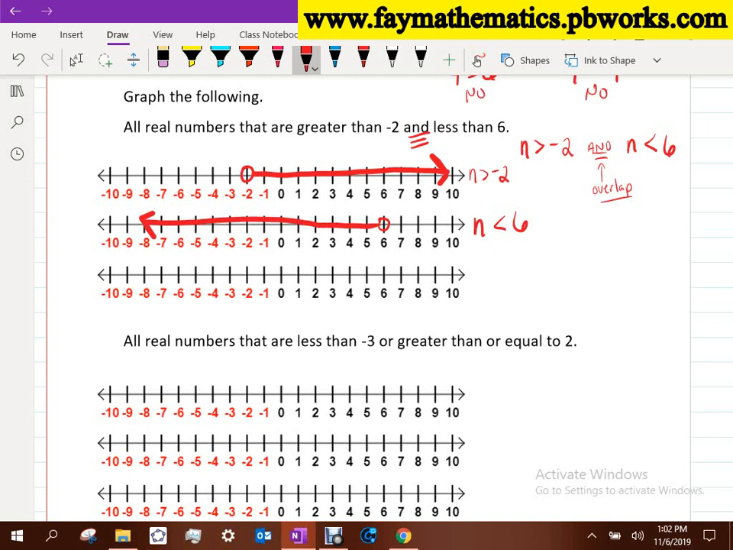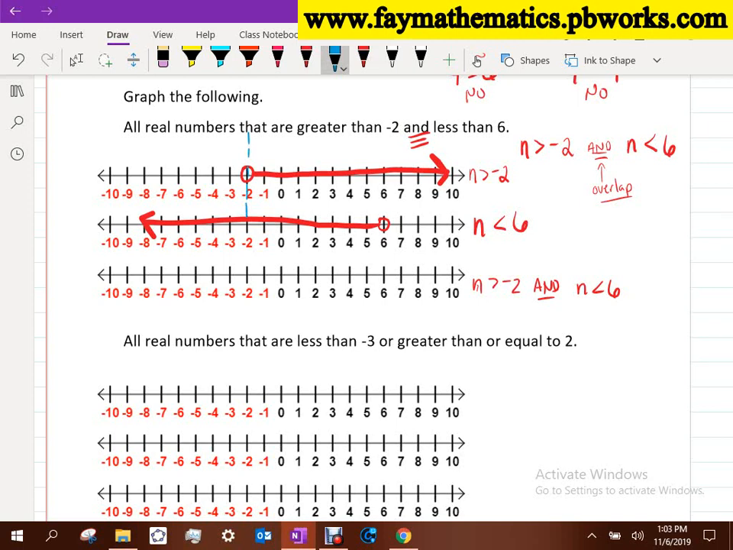Okay, so now when we say "and," this is going to be n is greater than -2 and n is less than 6. We're looking for the what of those two graphs? Where they overlap, right? What number do they start overlapping at? Okay, so -2. Right here, we start to see them both being graphed, right?